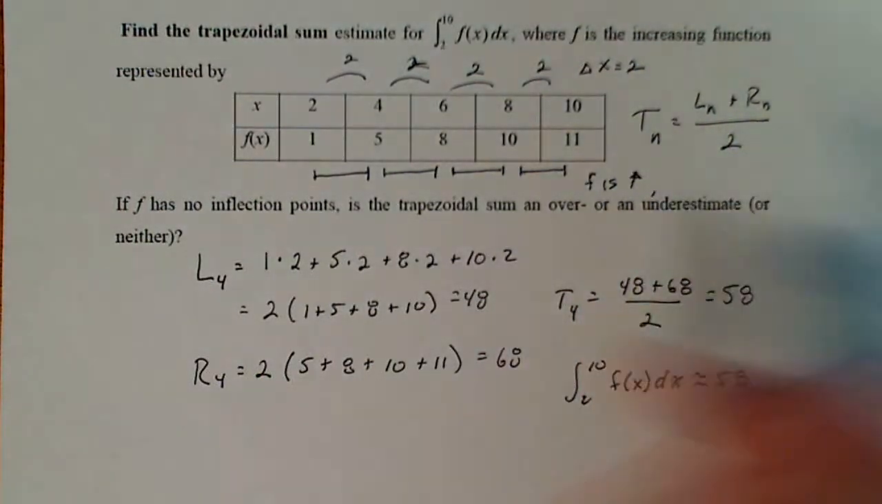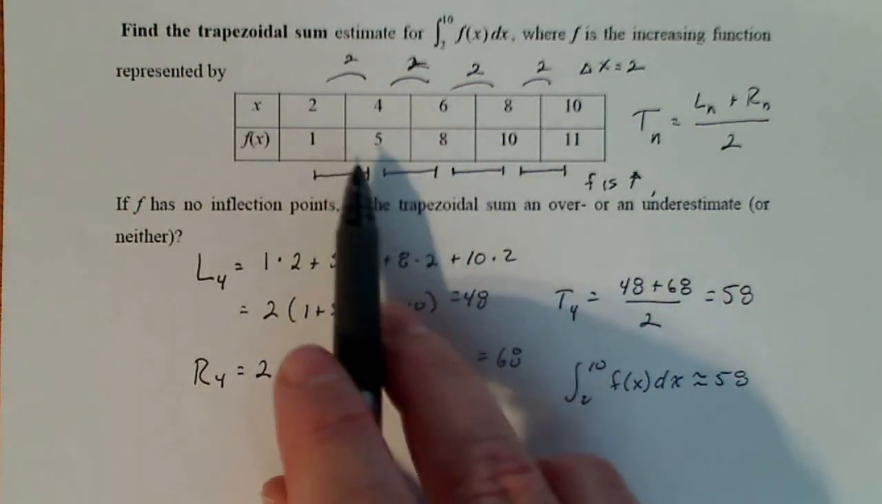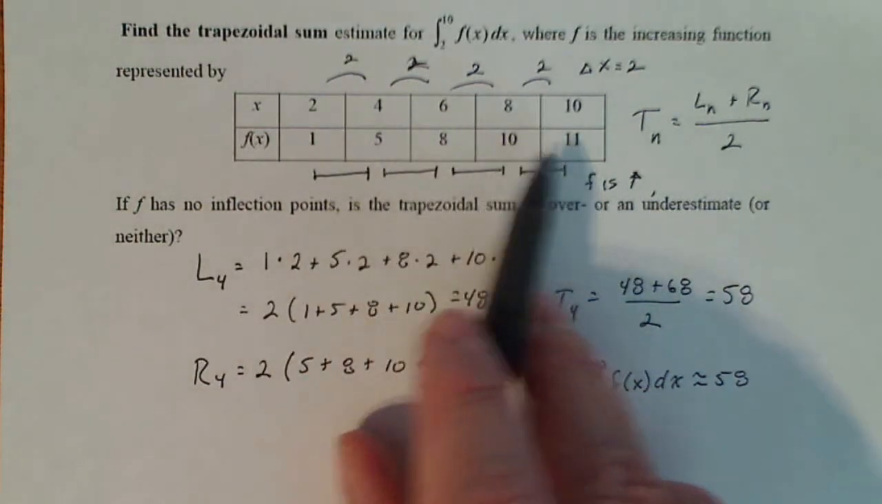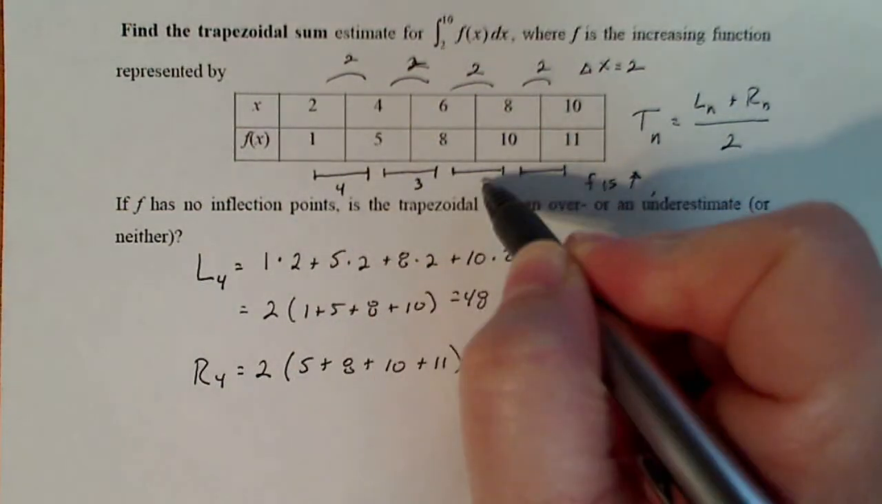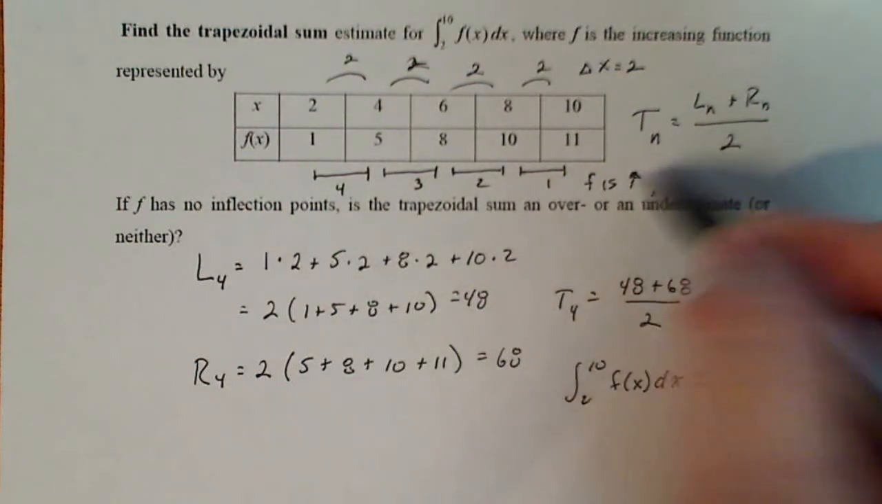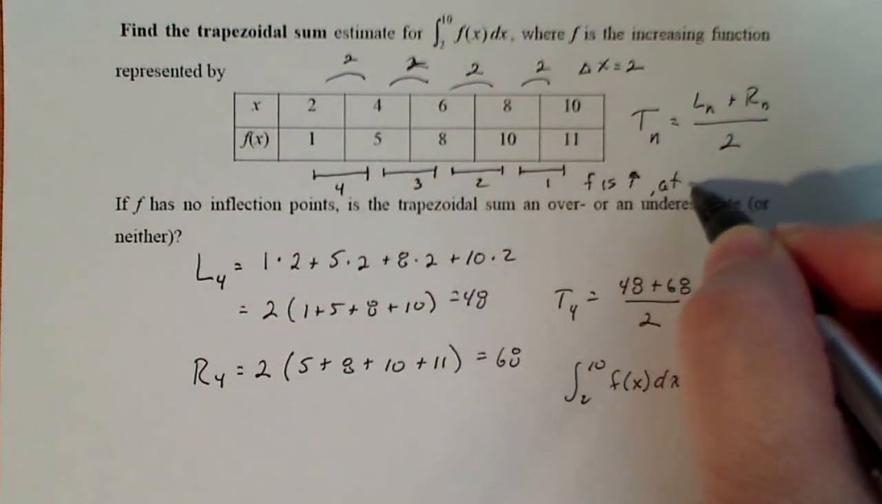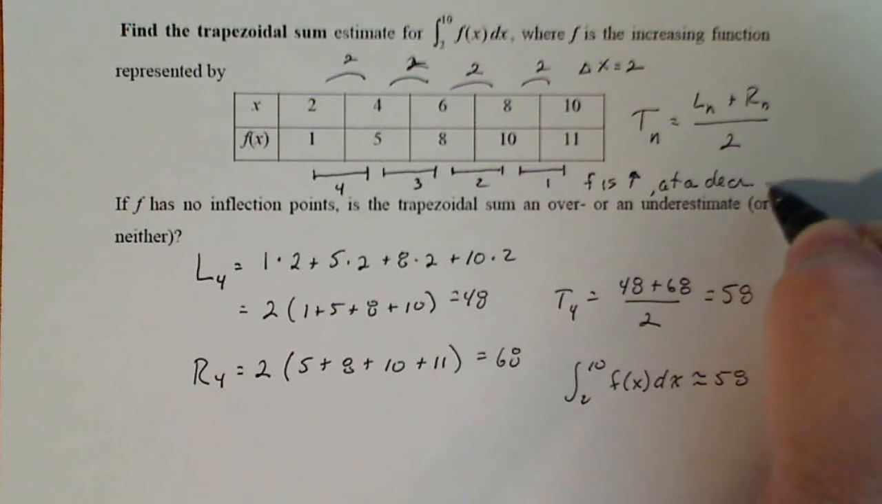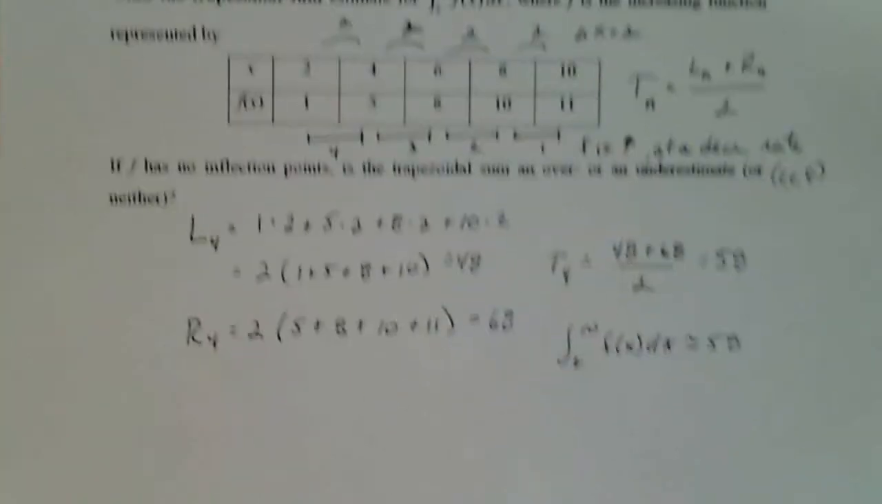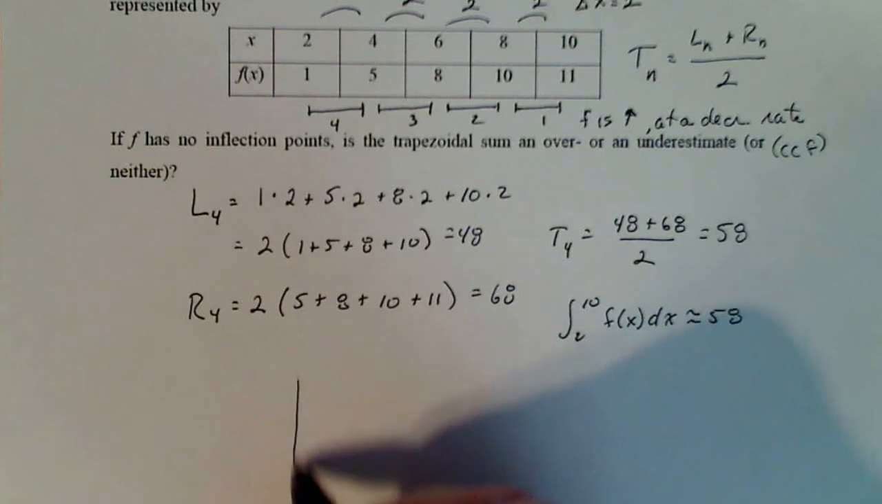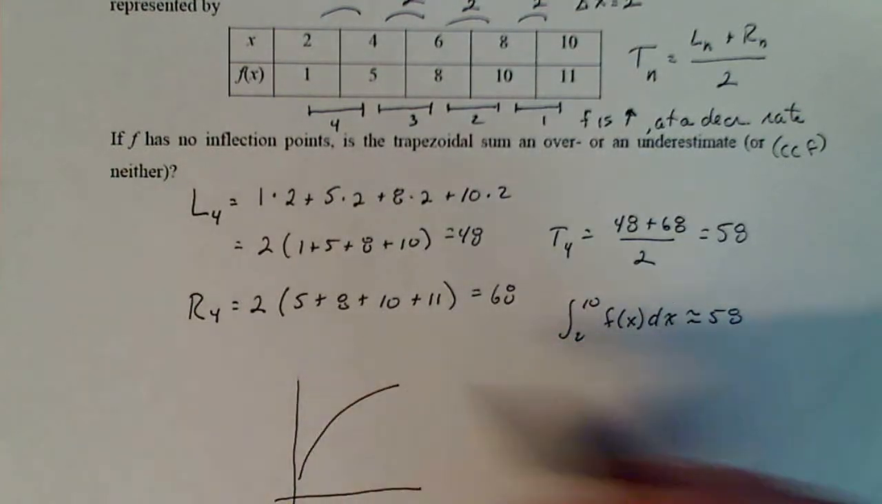Now let's think about the concavity. As I increase, what happens to my rate of change? So this rate of change here is 4. This is 3. This is 2. And this is 1. So f is increasing at a decreasing rate. So what kind of graph is that? It's an increasing graph, and what kind of concavity? That's going to be a concave down f. So let's draw that real quick down here. So f is increasing and concave down.